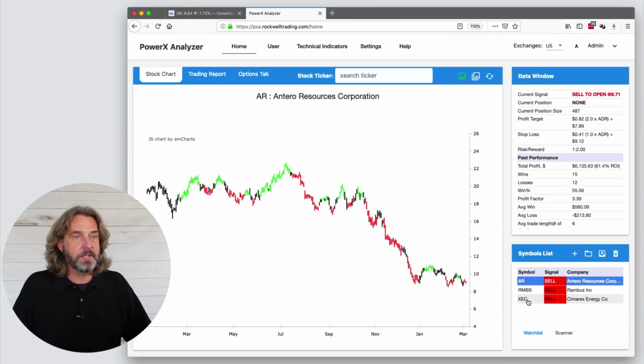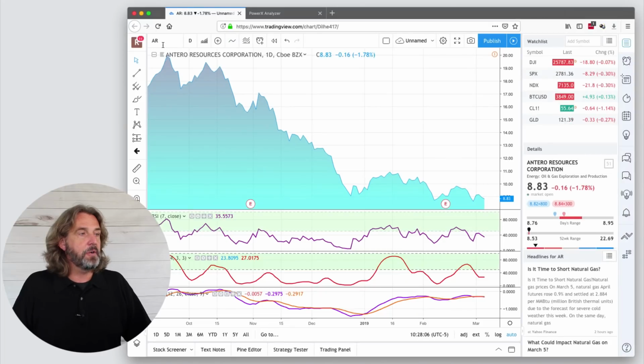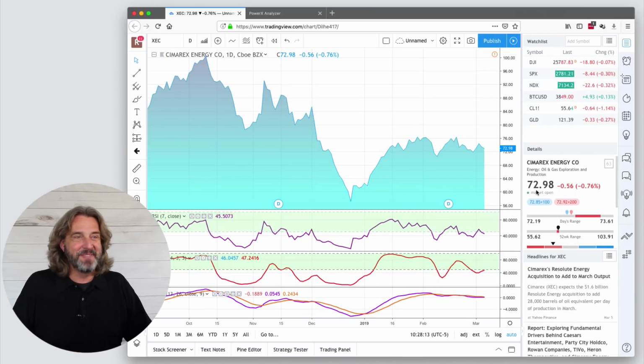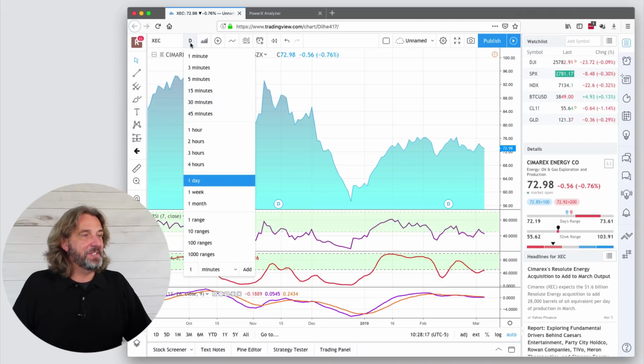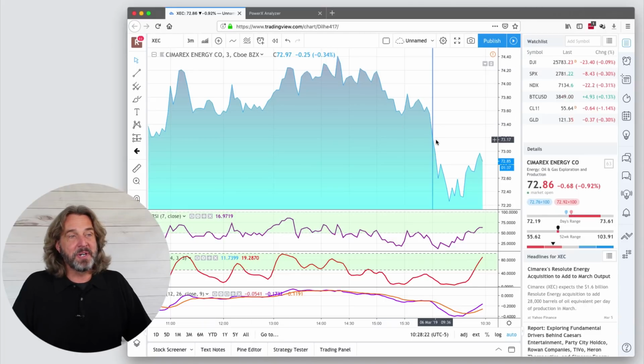XEC already got filled. So XEC, I did go short at 73.03. So let's see where we are right now. Yeah, okay. Making a whopping 5 cents. This is actually a stock that has been moving around. Let's go to a 3-minute chart here. Quite a lot this morning. You see it plummeted down, bounced a little bit back.